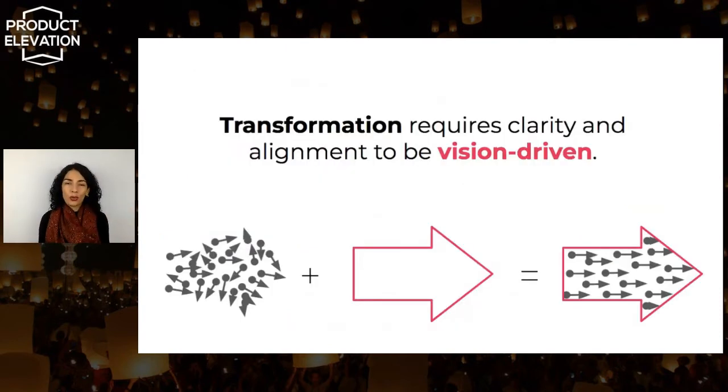For transformation, what we need is clarity and alignment. That clarity and alignment is what allows us to be vision driven and systematically translate vision into everyday action. And so we need not just agile or lean so that we're moving fast, but we need to communicate this direction so that all the arrows are pointing in the same direction and we have velocity.